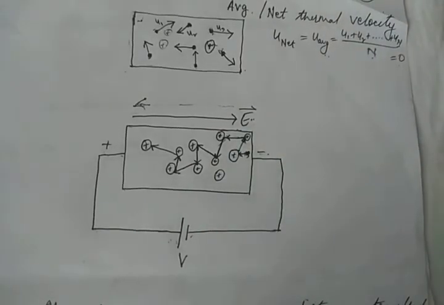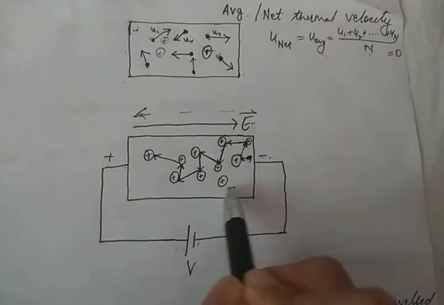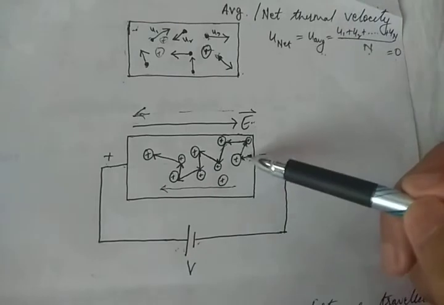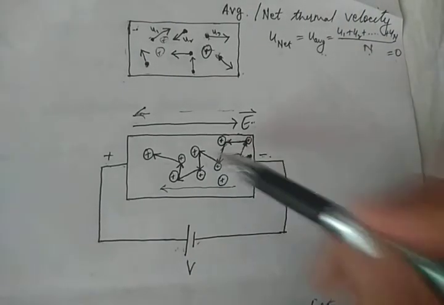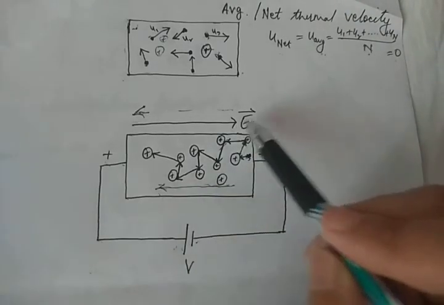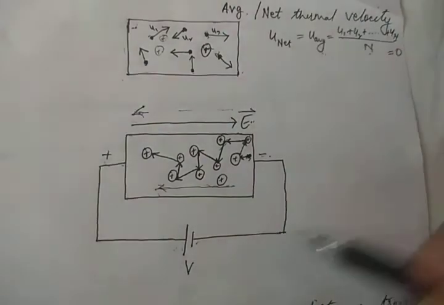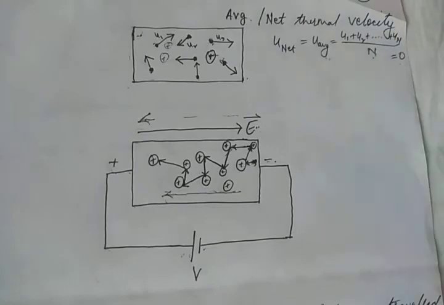But effectively this electron is moving in this direction, although it is undergoing numerous collisions. Still, effectively the electron is moving in a direction opposite to the electric field, that is towards the positive terminal. All right, so remember, what is drift velocity?